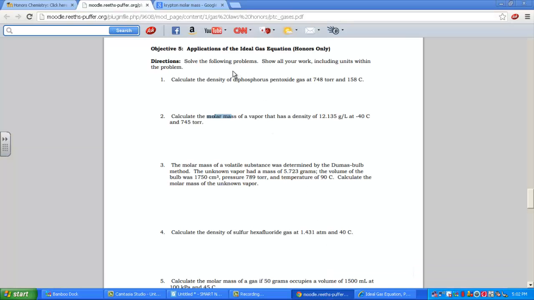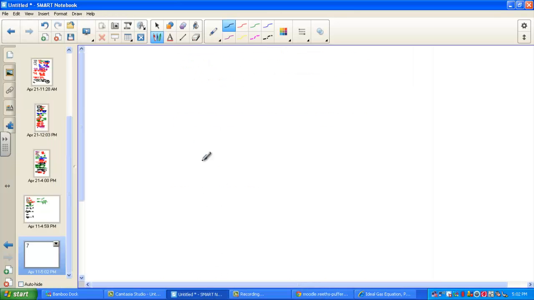Right, let's take a look at Objective 5 from Practice Test C, the applications of the ideal gas law. This entire series of questions will ask us to solve either for the density of a gas at non-standard conditions or for the molar mass of a gas at non-standard conditions. So, applications of PV equals nRT. Let's go back and look at our formula page.